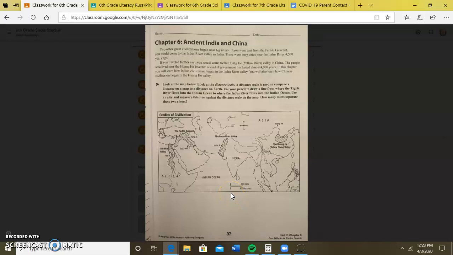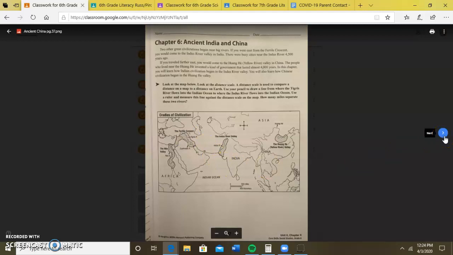A distance scale is used to compare the distance on a map to the distance on Earth. Use your pencil to draw a line from where the Tigris River, so the Tigris River over here, flows into the Indian Ocean to where the Indus River flows into the Indian Ocean. Use a ruler and measure this line against the distance scale on the map. How many miles separate these two? So use a ruler if you have one to figure out how long this is, from one point to another. Okay. If you have questions about that, you can comment on this video, and I can walk you through it a little bit further.